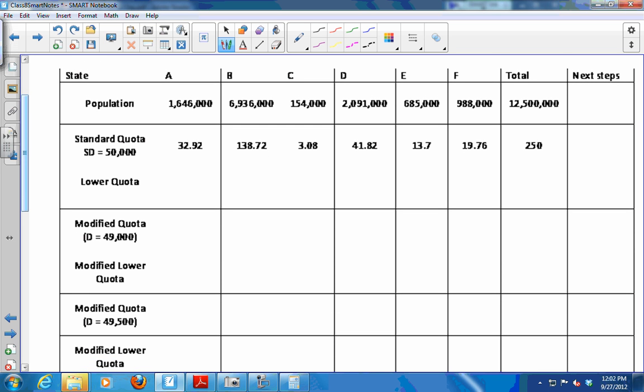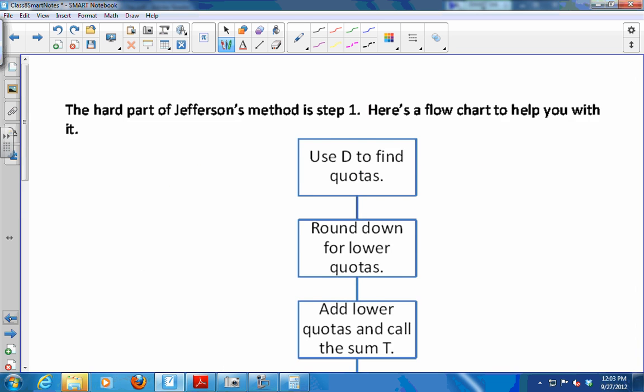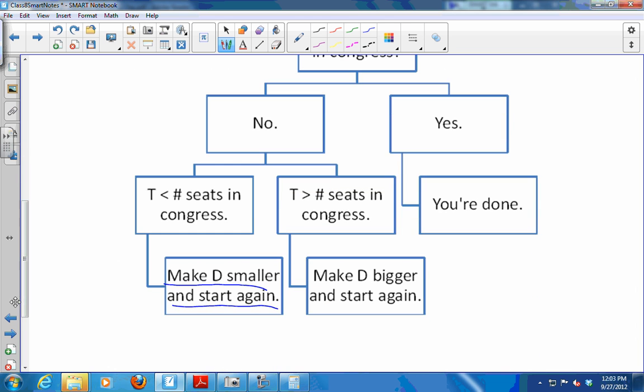Okay, so I start with my standard quotas. This is always a good place to start. Just do the standard divisor of 50,000, just like you do with Hamilton's method. Round them all down. We have 32, 138, 3, 41, 13, and 19, and that only adds up to 246 seats. So I have too few seats. So according to my flow chart, if I have too few seats, make D smaller and start again.